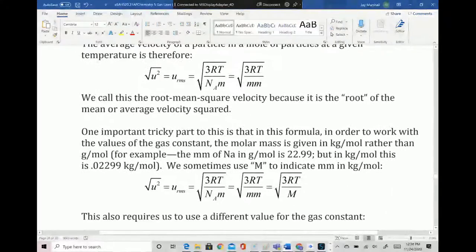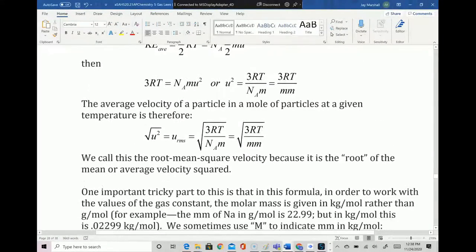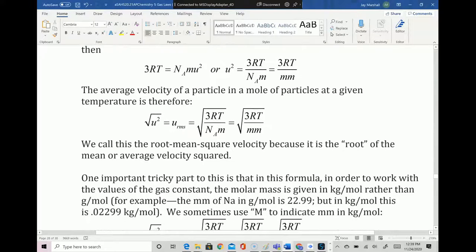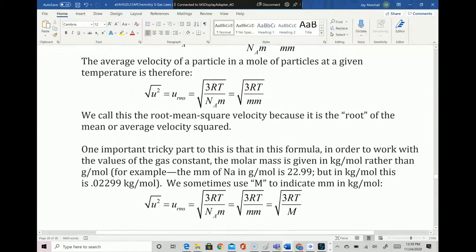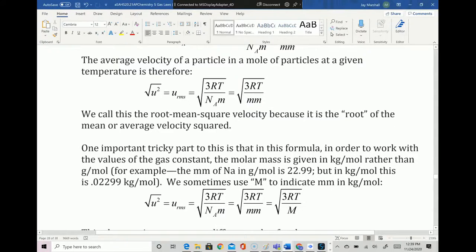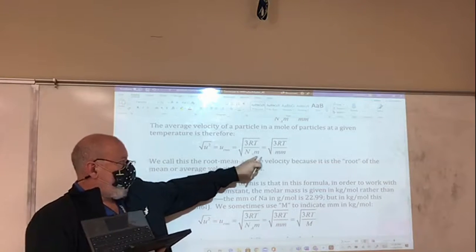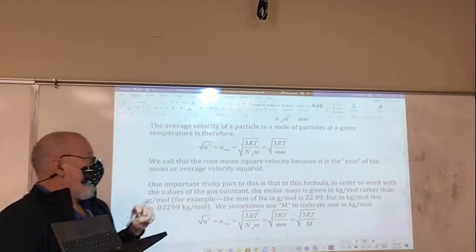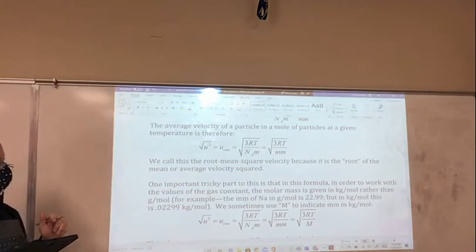But we have to be aware of that, and we also have to be aware that from that, because we know that kinetic energy relates to velocity, we can actually figure out what the velocity of particles are, and we have this relationship here that states that the root mean square velocity of a group of particles equals the square root of 3RT over Avogadro's number times the mass of one particle, or 3RT over the molar mass.